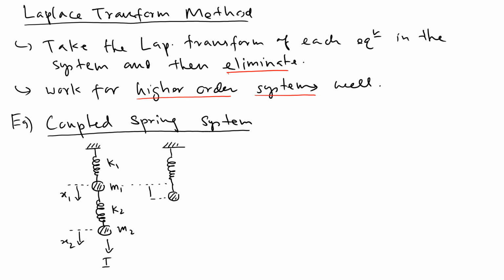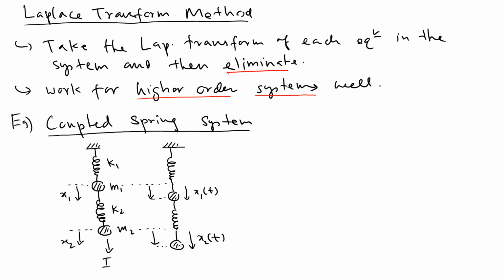So that is x1. This amount I'm going to call x1(t), the displacement at time t from the equilibrium position. Same thing for the other spring as well. It's also going to stretch and go down from its equilibrium position. This distance I'm going to call x2, which gives you the displacement from its equilibrium position.